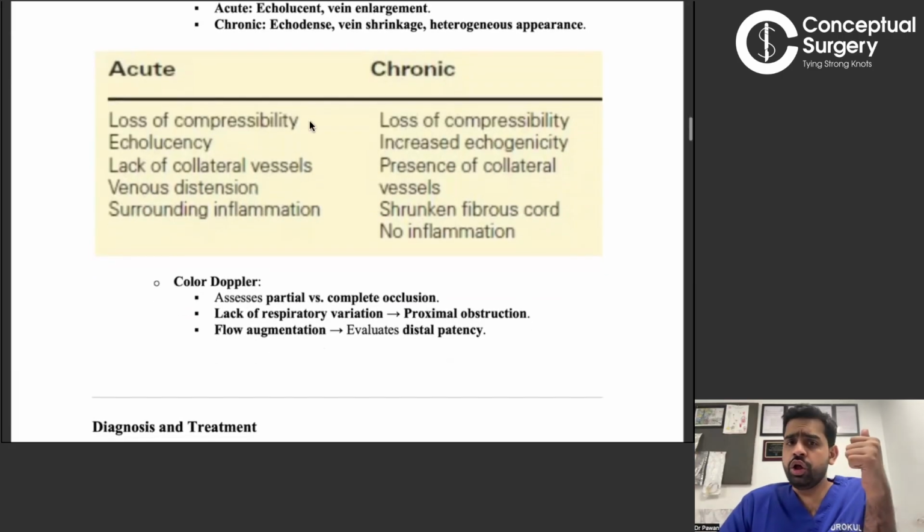So in the acute clot, there is loss of compressibility, echolucency, lack of collateral vessels, venous distension, and surrounding inflammation. In the chronic clot, you have loss of compressibility, increased echogenicity, presence of collateral vessels, a shrunken fibrous cord, and no inflammation. So these are the features of your chronic clot.